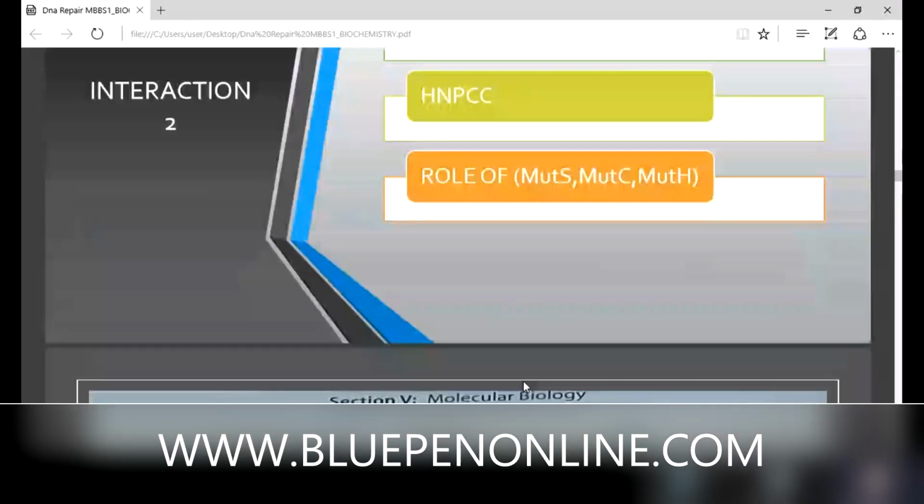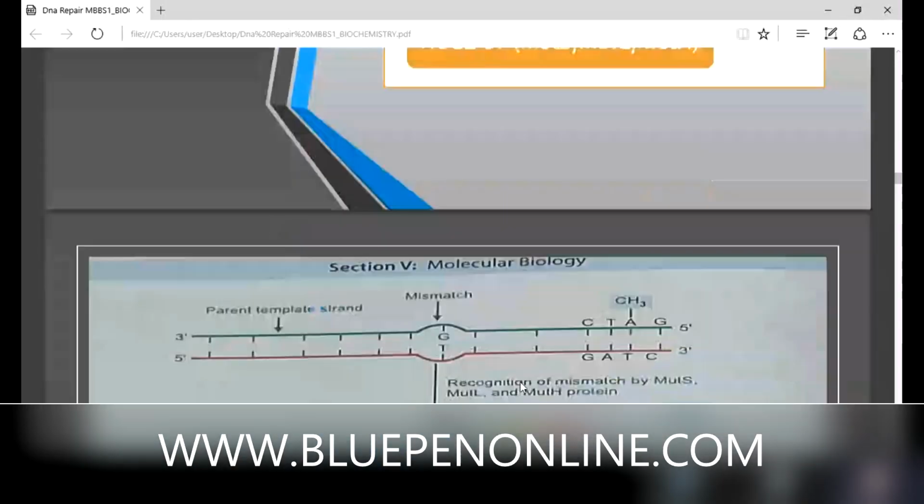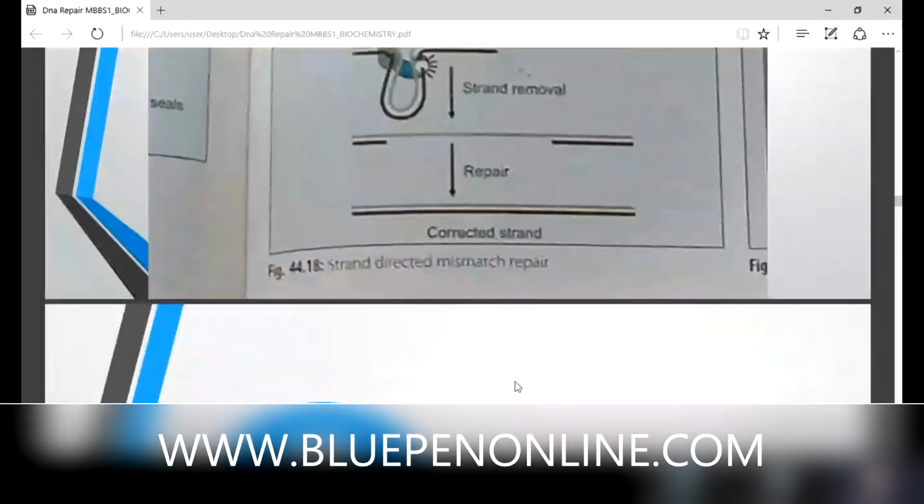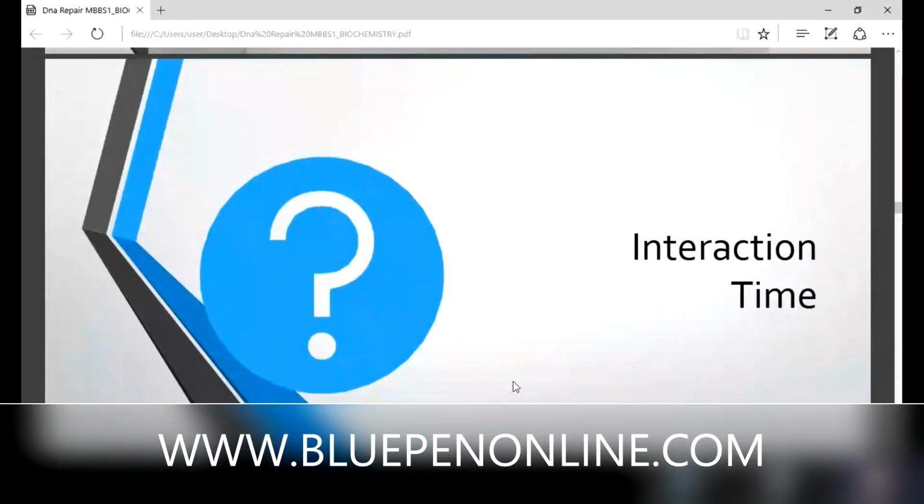Next, any doubt? Do you want me to explain more about this mismatch repair? It is one of the most frequently asked questions for short notes. The most important DNA repair mechanism is mismatch repair. It is very common. A short essay can also be asked on DNA repair. In university exams, DNA repair mechanism is a repeated question, but for short notes, the most important part is mismatch repair.